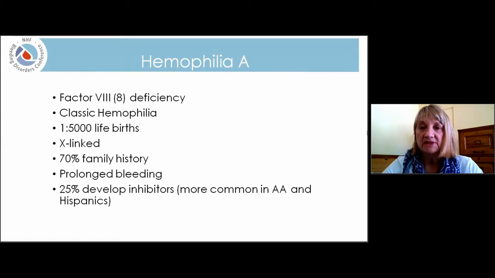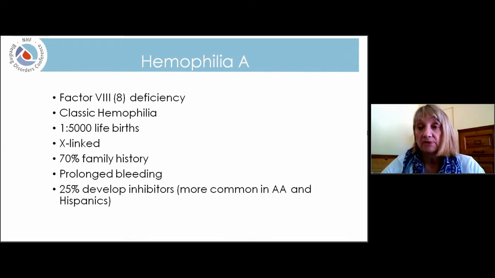What that means is it's carried on the X chromosome, which is one of the sex chromosomes. So we have 23 pairs of chromosomes, plus we have an X and a Y that determine our sex. Girls get 2 X's, boys get an X and a Y. So this is carried on the X chromosome. 70% of patients have a family history of hemophilia, meaning that someone else in the family has had this disorder.